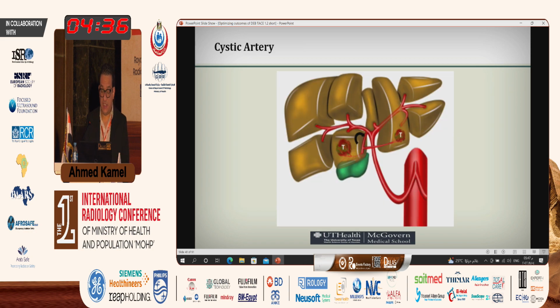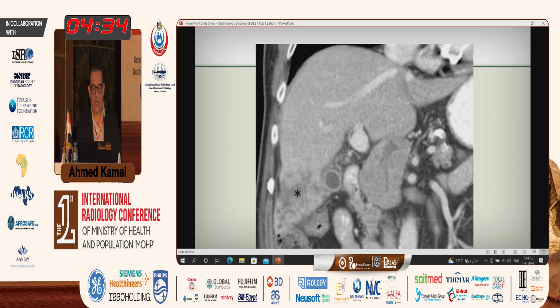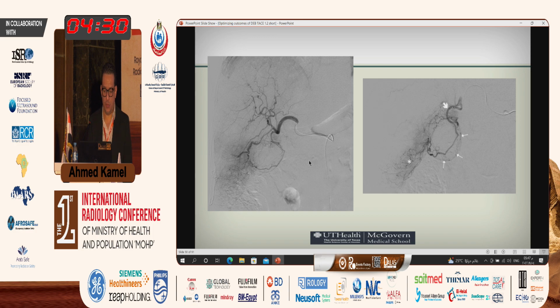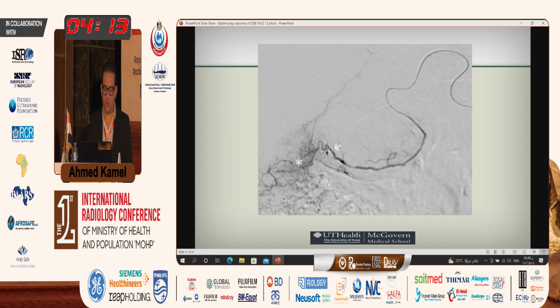Here's an example of a cystic artery, the artery that goes to the gallbladder. Here's a large tumor in segment 6. Here's the gallbladder. When we did the angiogram, part of it was supplied by the hepatic artery, which we embolized easily, but then part of it was actually supplied by this artery, which is the cystic artery. So we catheterized the cystic artery, as you can see here, and indeed it is supplying this part of the tumor.